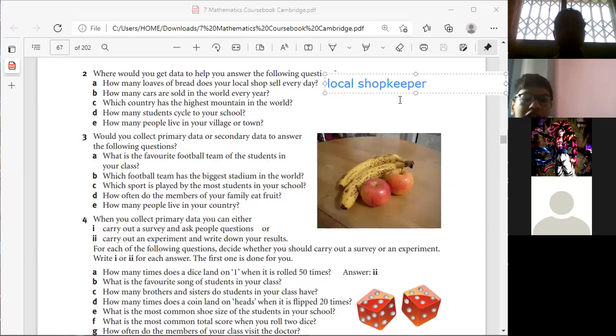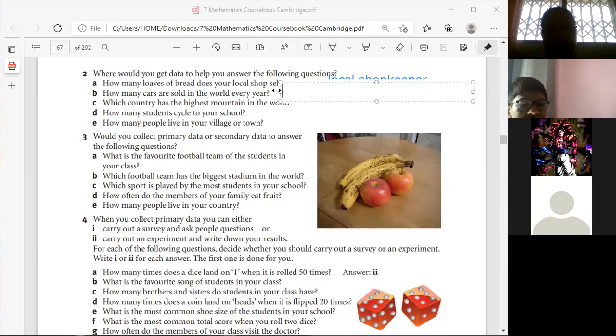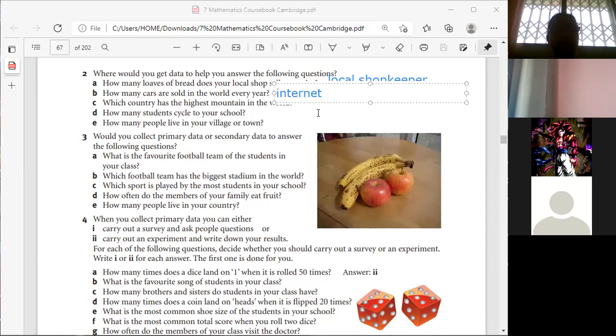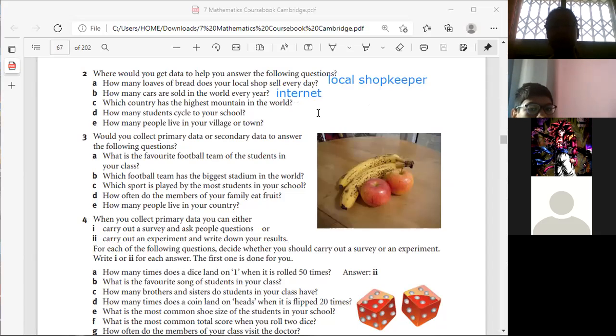How many cars are sold in the world every year? Ma'am, you will go to the internet. You can't really ask everyone. You can get the data from the internet. Okay. Which country has the highest mountain in the world? Internet. Yes, internet can be one option.